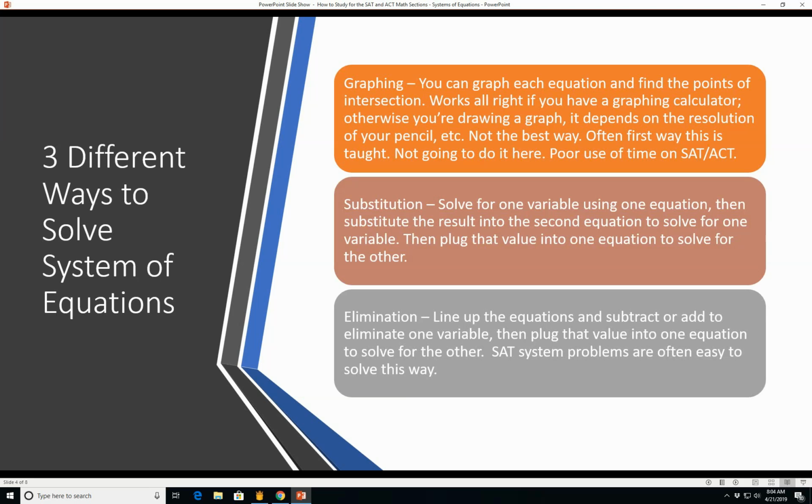Otherwise, you're drawing a graph, and then it depends on the resolution of your pencil. On the SAT or ACT, the only paper you have to use is the test booklet itself, so you're not really going to be able to draw a very detailed, accurate graph.